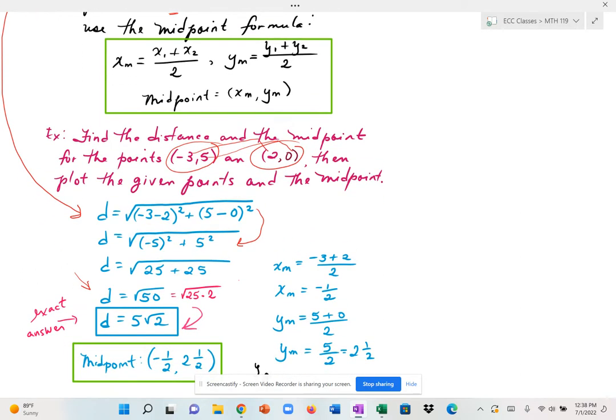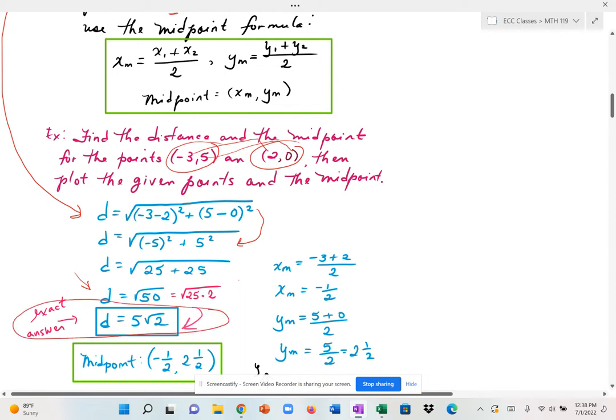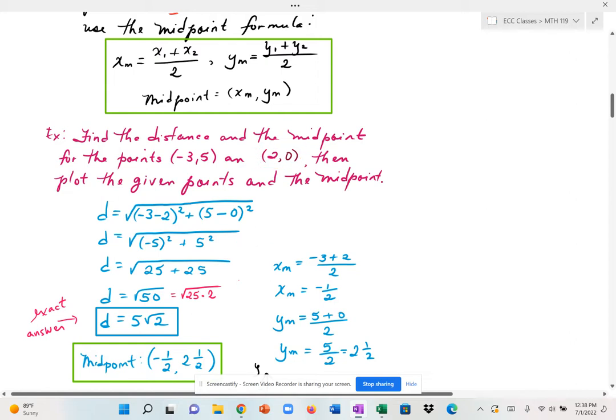So the exact answer when you simplify it is that d is 5 root 2. That's without rounding. That's an exact computation. If you were asked to round it to a particular place value, you would then put the square root of 50 into a calculator and round it according to the directions. But if you're not told to round, always present an exact answer the way I did. So that's the distance between the 2 points.